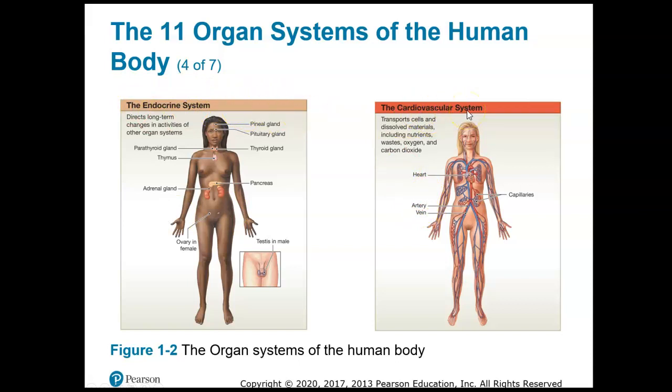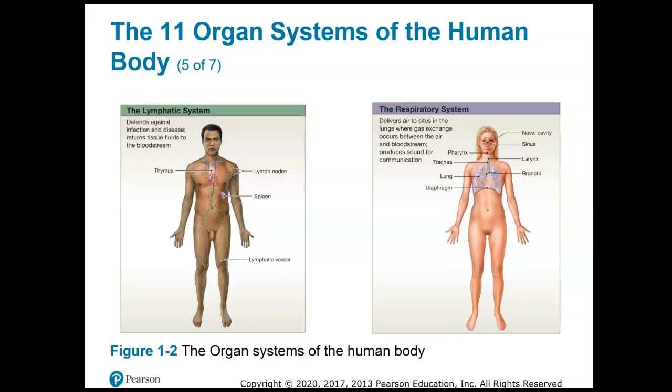The cardiovascular system consists of the heart and the blood vessels and the blood. And it's involved in transporting oxygen, carbon dioxide, nutrients, and waste, as well as hormones throughout our body. So the cardiovascular system functions in transport. The lymphatic system functions in defending our body against infection and disease, and also helping us with fluid balance, returning tissue fluid to the blood.